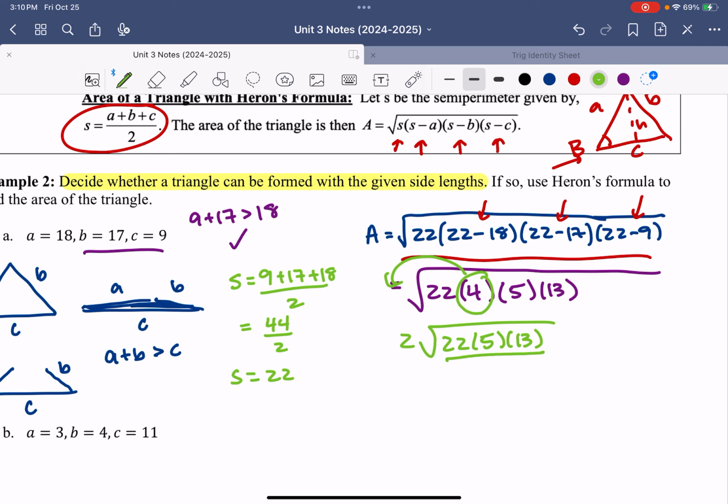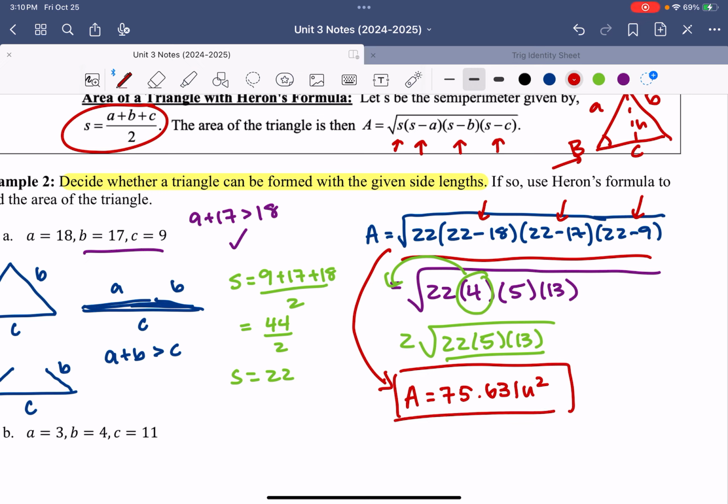I could see if there's any way I could rewrite what's inside of the square root, the radicand, to see if there's any perfect squares I can pull out. So if you don't have a calculator, trying to find an exact value, that's how you can do it. If you do have a calculator, just plug this in, don't simplify, and get your answer. So when I do that, our area should be equal to 75.631 units squared.